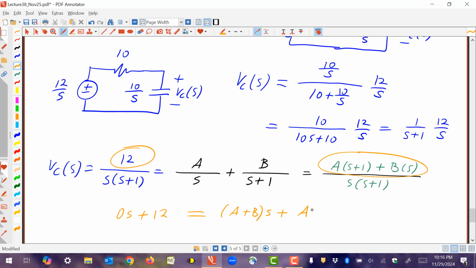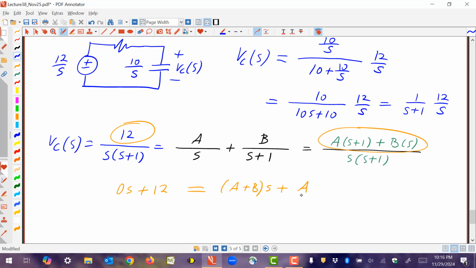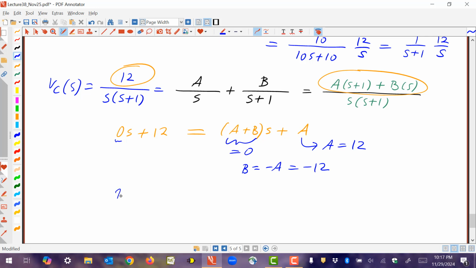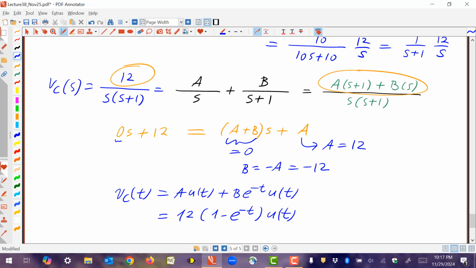So that means that obviously A equals 12 and A plus B must equal 0. So B equals minus A equals minus 12. That means that VC of t is A u(t) plus B e to the minus t u(t), right? So just like we did before, we're going to get 12 times (1 minus e to the minus t) u(t). So very, very similar.